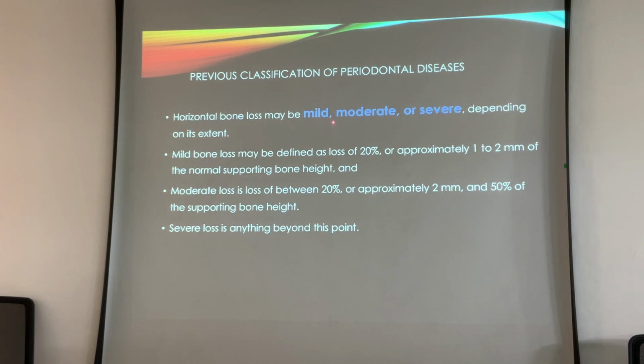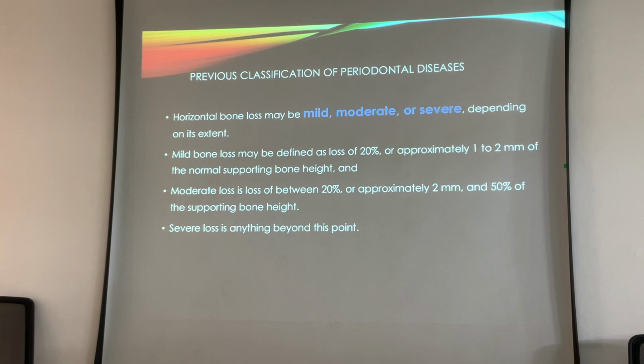Horizontal bone loss may be mild, moderate, or severe depending on its extent. Maybe when you do the diagnosis in the periodontology department, it is stage 1, stage 2, stage 3. But in the radiology department, we still use mild, moderate, or severe. Mild bone loss may be defined as loss of 20% or approximately 1 to 2 millimeters of the normal supporting bone height.